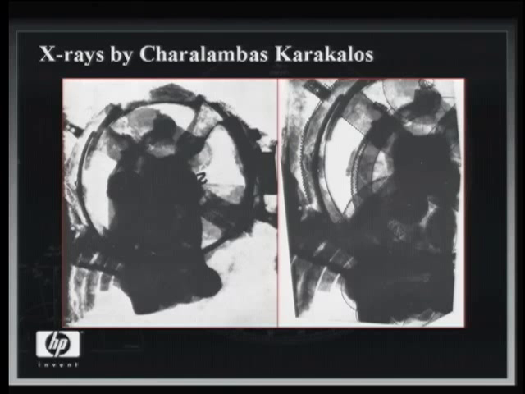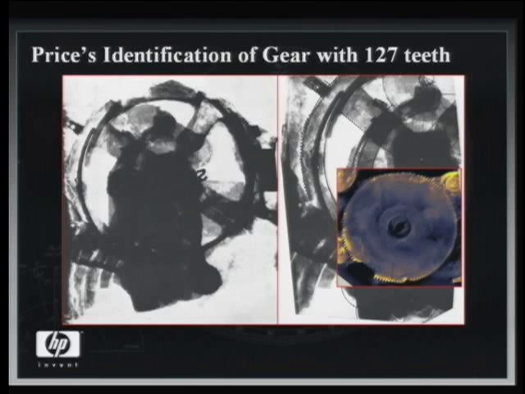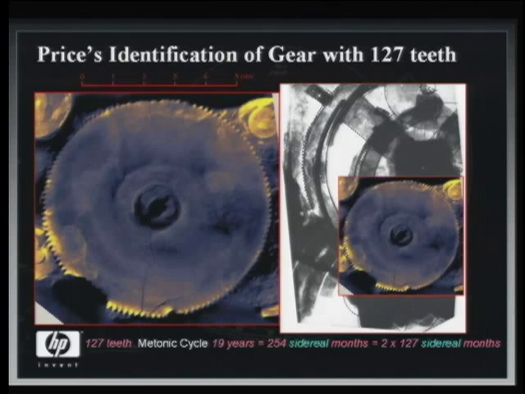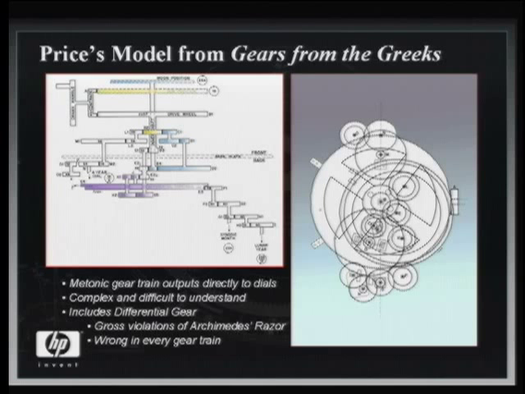And clearly, you can see the complexity of the gear assemblies in it from the X-rays. What you can also see is that one of the gear wheels had 127 teeth on it, which is kind of an odd number to put on a gear. And so Price correctly determined that this had something to do with the Metonic cycle, which has twice that number of sidereal months in its cycle, and that this was, in fact, some sort of astronomical computer. And Price hypothesized a model of the mechanism, which was right overall, or close to correct, but has details that are incorrect on pretty much all the gear trains that appear in it.